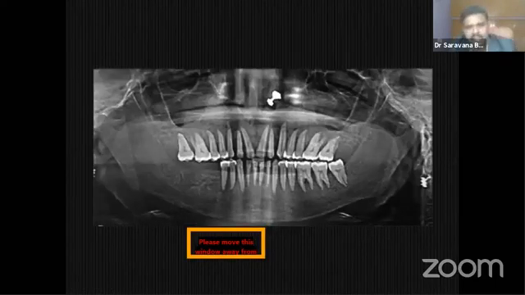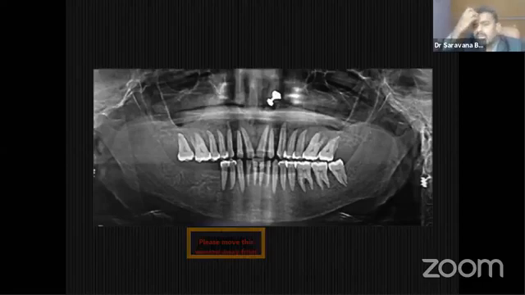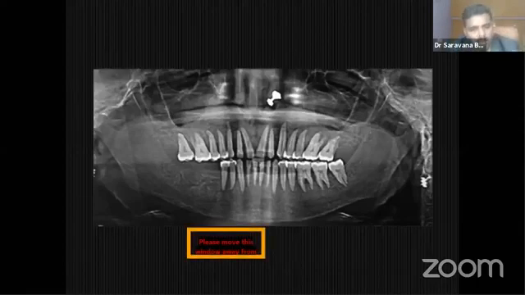And this picture is not a very clear OPG, but can you make out any difference in this picture? Now look, there is a generalized loss of trabecular bone pattern density. Can you make this out? It is in both the maxilla as well as the mandible. Generalized density of the trabecular bone pattern is lost. We can call it osteoporosis.